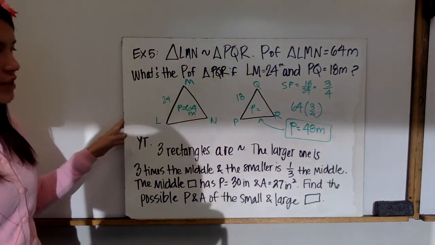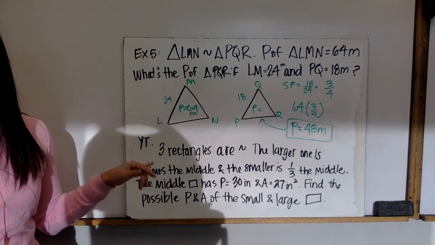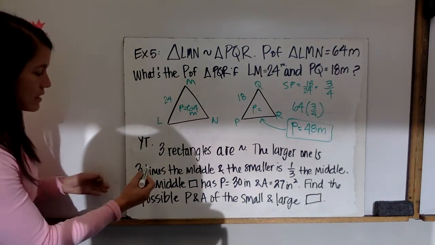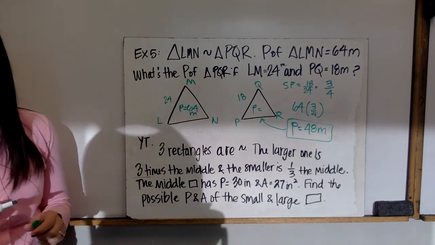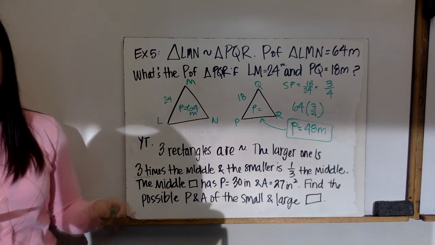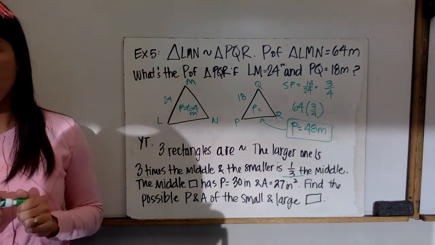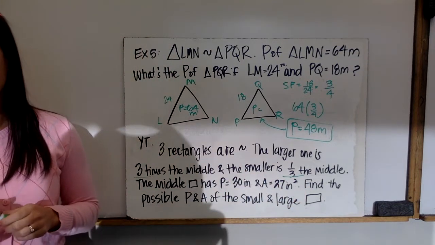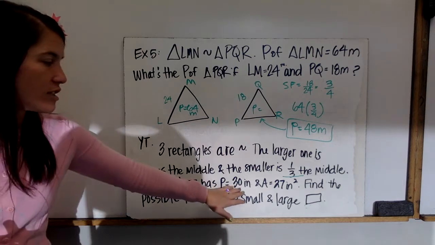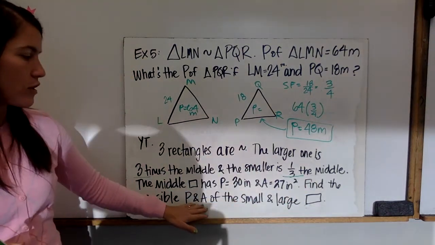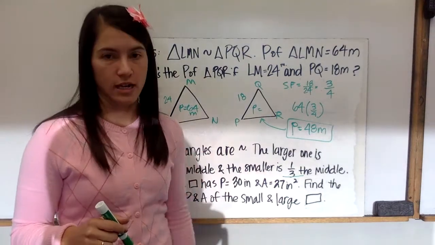Okay, you have a You Try right here. So 3 rectangles are similar. The larger one is 3 times the size of the middle, and the smaller one is 1/3 the size of the middle. The middle rectangle has a perimeter of 30 inches and an area of 27 inches squared. Find the possible perimeter and area of the small and large rectangles.